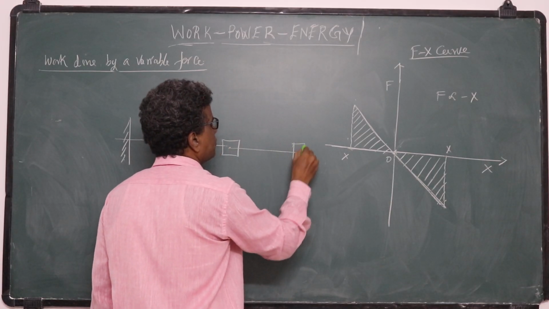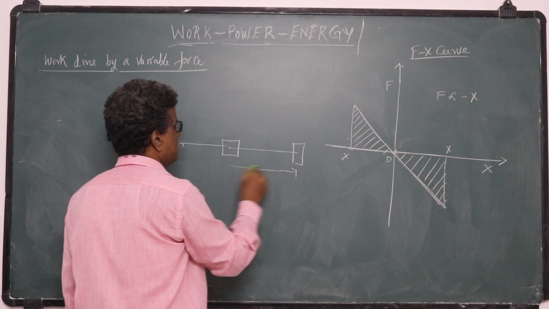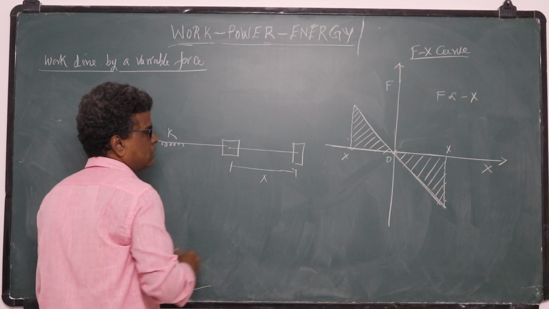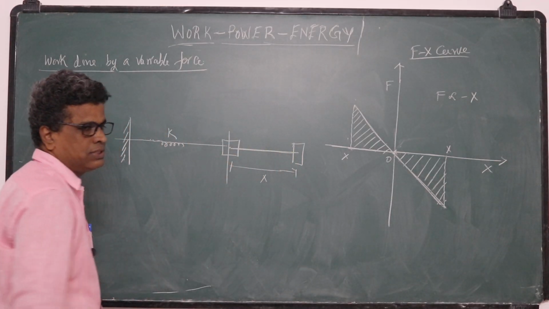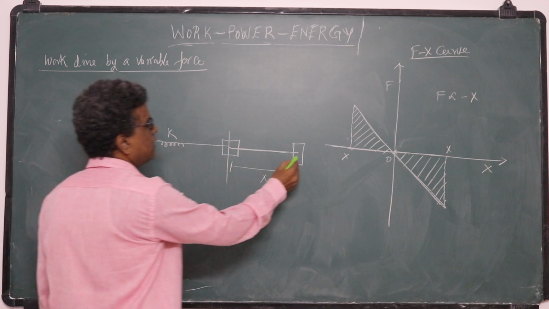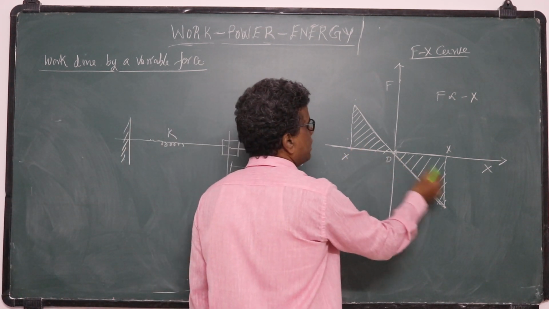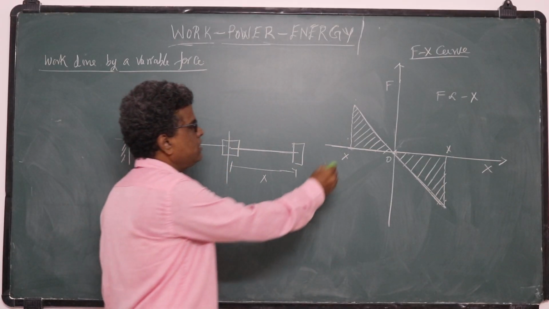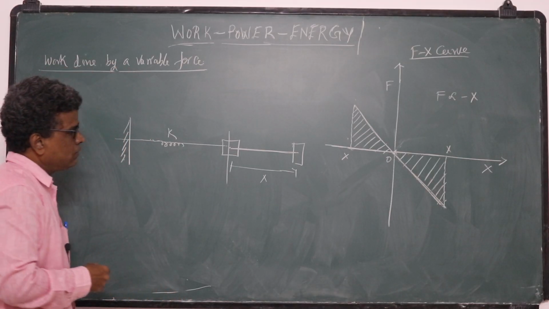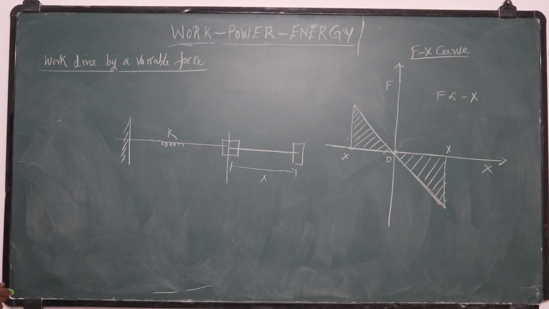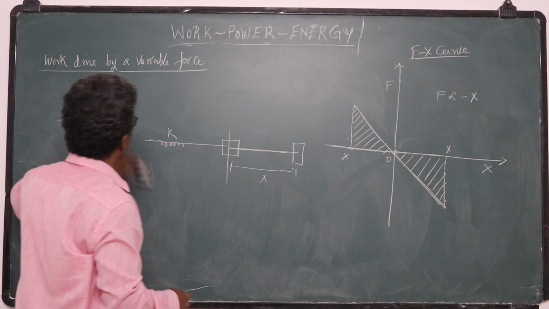So you displace this one through a distance x, positive displacement, let it be x. So when it has again restored to its initial position, how much total work is done by this spring force? This area and this area are equal, so they cancel with each other. This is positive area and this is negative area, so total work done is 0.